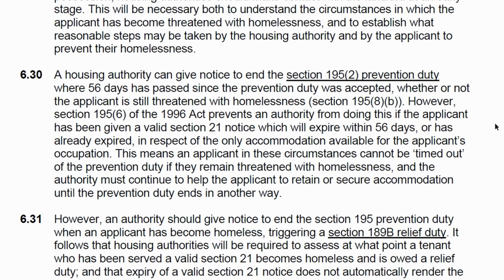6.30. A housing authority can give notice to end the Section 195(2) prevention duty where 56 days have passed since the prevention duty was accepted, whether or not the applicant is still threatened with homelessness. However, Section 195(8)(b) and Section 195(6) of the 1996 Act prevent an authority from doing this if the applicant has been given a valid Section 21 notice which will expire within 56 days or has already expired in respect of the only accommodation available for the applicant's occupation. This means an applicant in these circumstances cannot be timed out of the prevention duty if they remain threatened with homelessness, and the authority must continue to help the applicant to retain or secure accommodation until the prevention duty ends in another way.